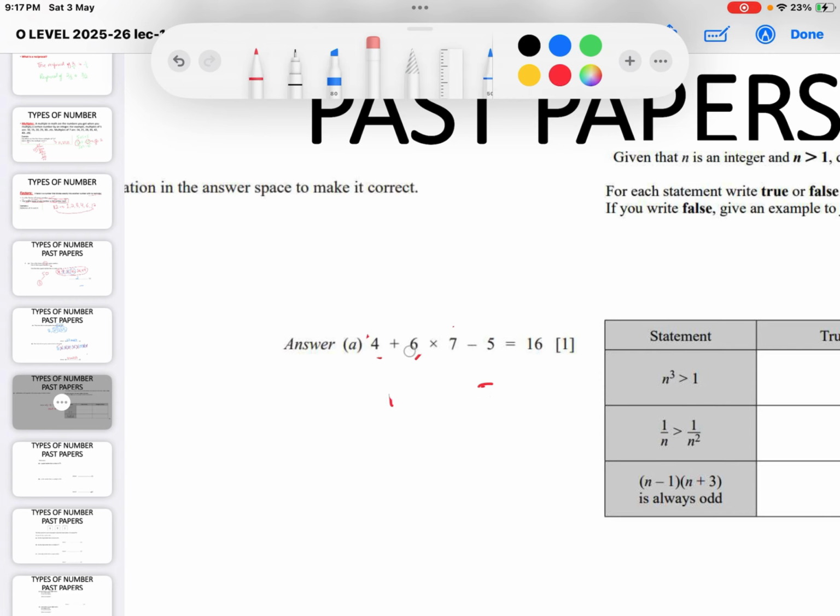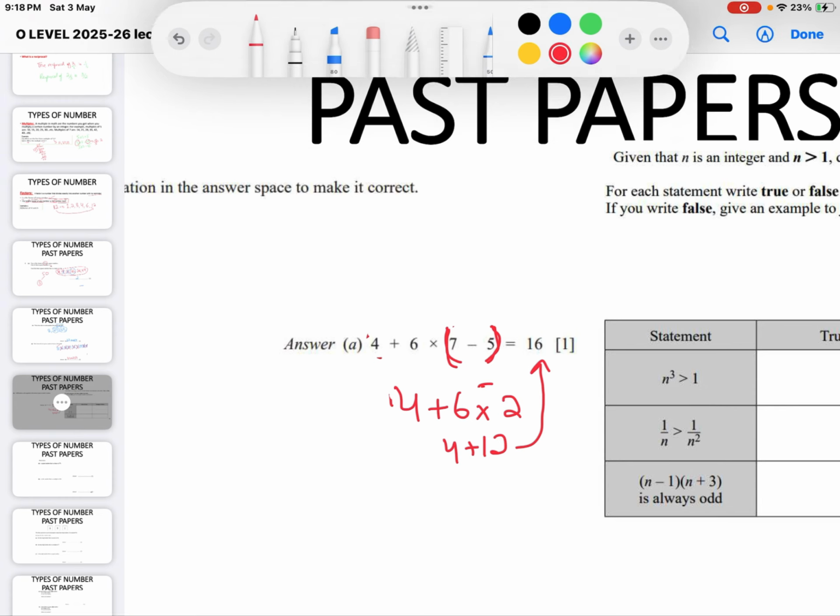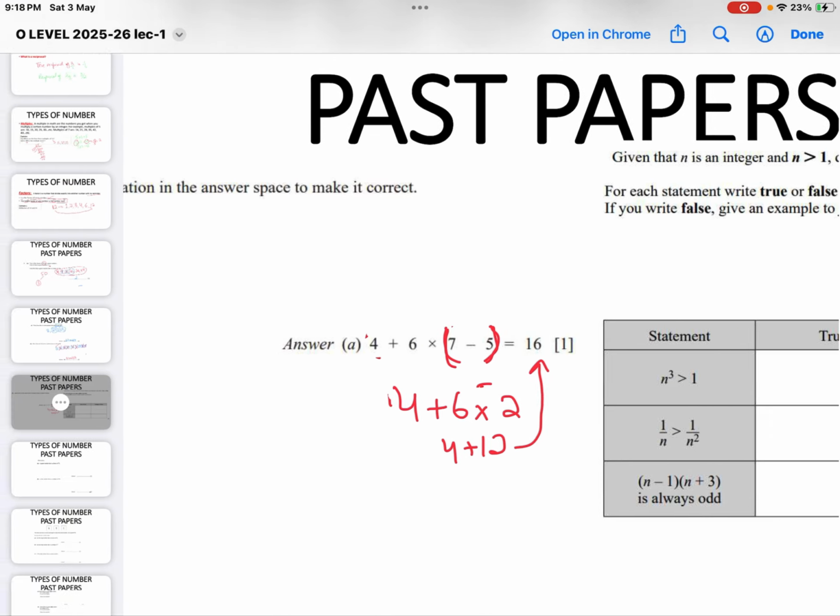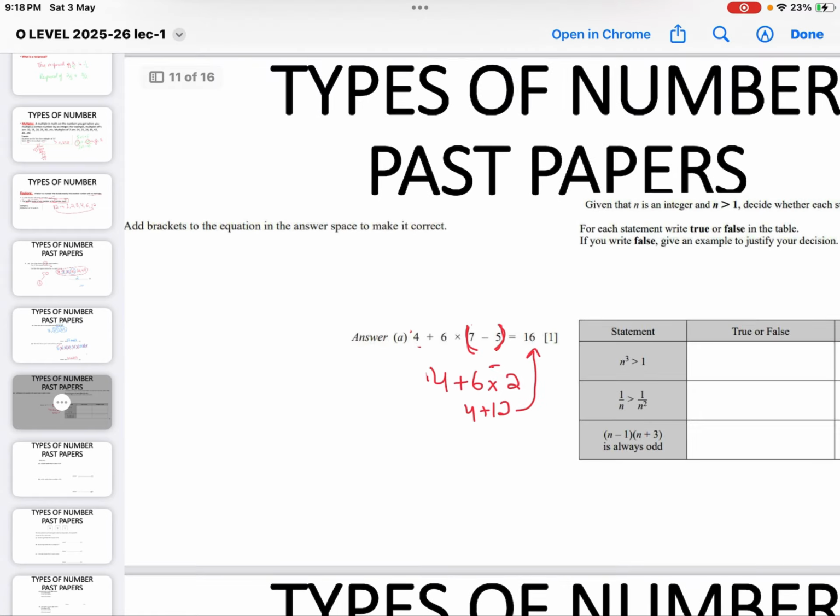So again the bracket is wrong. Now again we need to change. So we have just one option left. We have to try here. So 4 plus 6. Now first we need to solve the bracket. 7 minus 5 will be 2. So 6 2s are 12, and 12 plus 4 will be 16. So this means you have to put a bracket here. So I hope everything is clear. There is no confusion in this question. Very simple question. Now the next question is very important to understand.